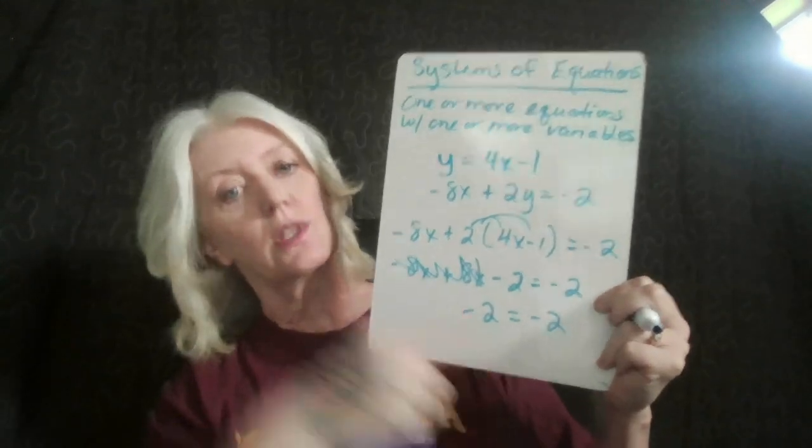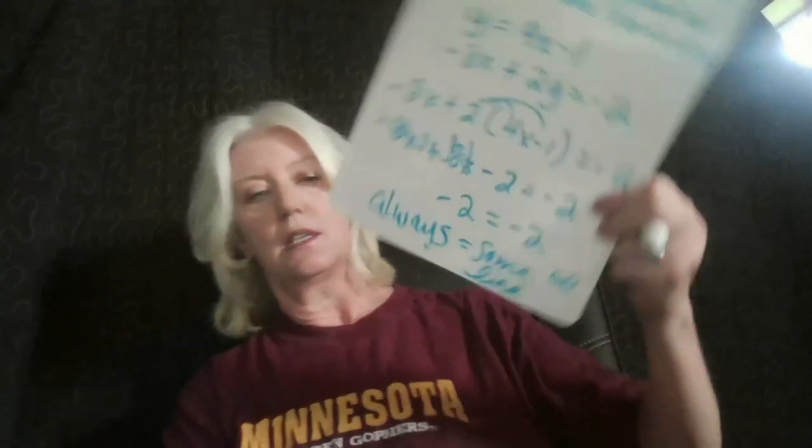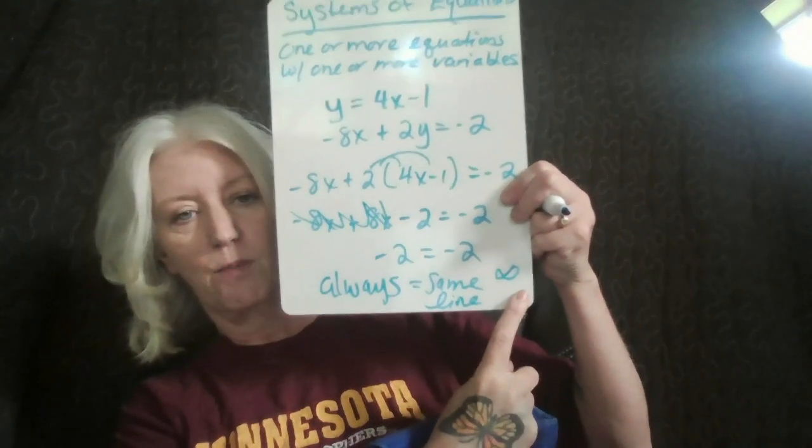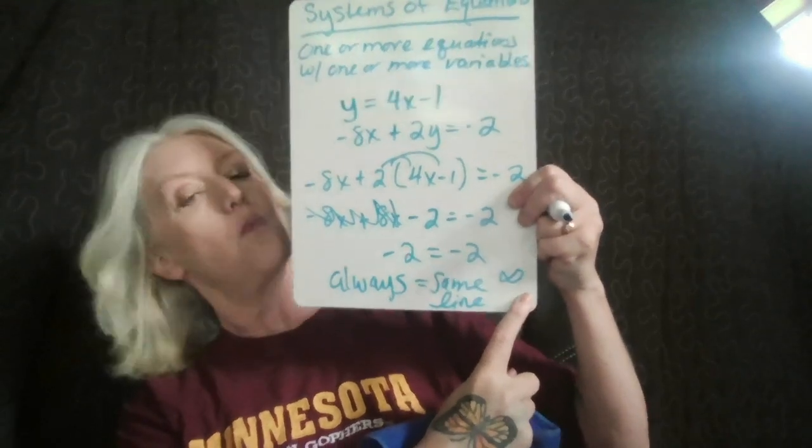So if it's always true, they always meet. Well, what does it mean if they always meet? Well, if they always meet, that means they must be the same line. And if they're the same line, where do they meet? They meet everywhere. There's an infinite number of solutions. So when you end up solving a system, you're going to end up with either one specified ordered pair where those lines met, or they're going to be parallel and they never meet, or they're going to be the same line. So let me just prove to you that these are the same line.